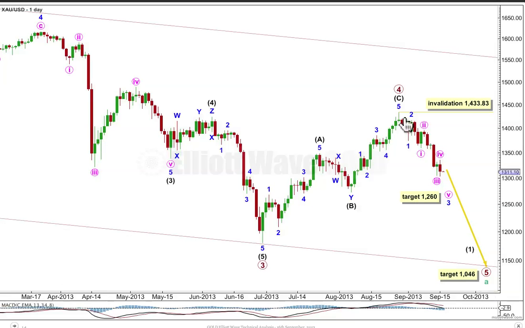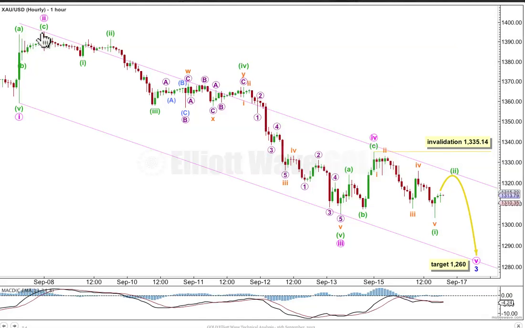At this stage, we still don't have intermediate wave 1 within minor wave 5 complete. Eventually, when it's done, we'll have a second wave correction which can't move beyond the start of the first wave above 1433.83. I have 2 hourly wave counts for this one for you today. They're identical to this point here, except again everything has been moved up 1 degree on this hourly chart as well as the daily chart, obviously.